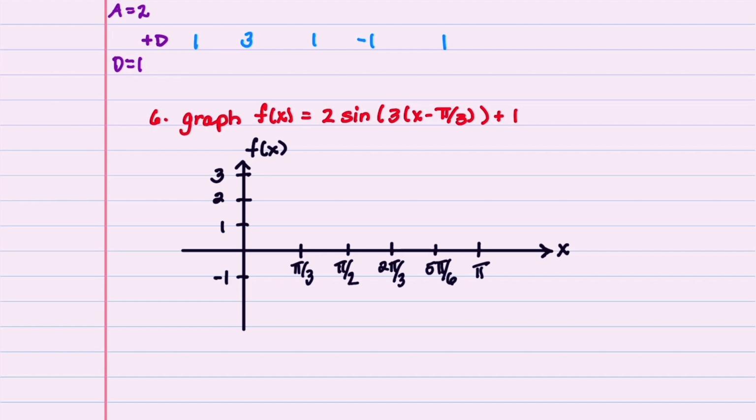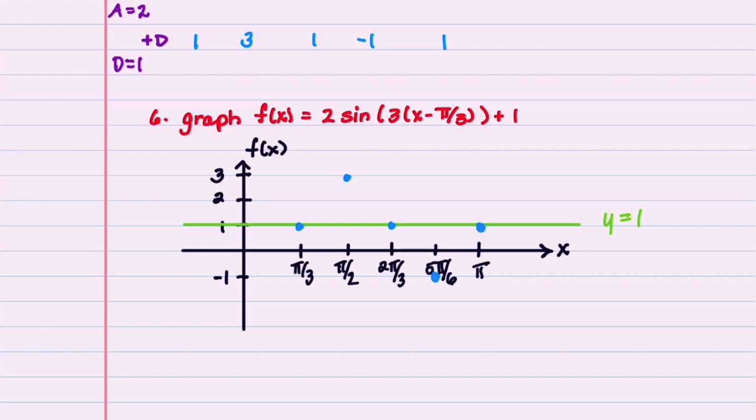We'll then draw our midline, which is y is equal to 1, or in this case, f of x is equal to 1. Next, we'll put in our adjusted sine values listed above. We'll start at 1, and then we go to 3, back down to 1, we go down to negative 1, and then we end at 1.